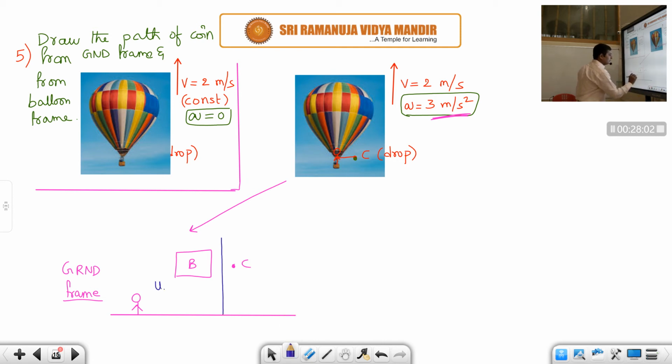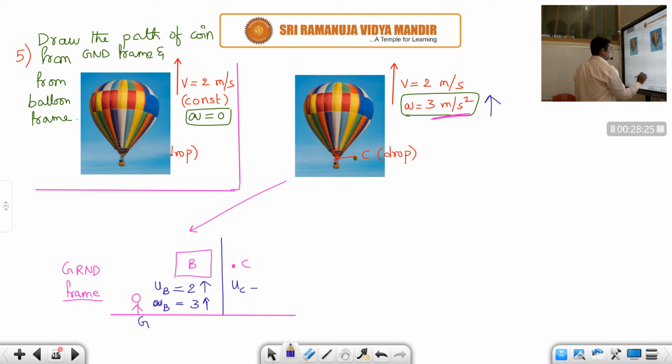What is the velocity of the balloon with respect to ground? When I don't write anything, that is with respect to ground. What is the velocity? 2 meters per second upwards. What is the acceleration of the balloon now? Acceleration of the balloon is equal to 3 meters per second square upwards. Direction is also given. It is having same direction.